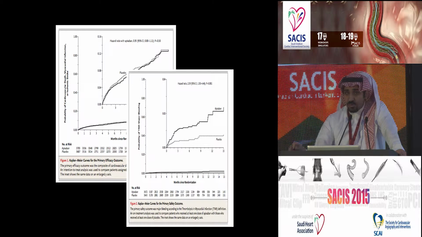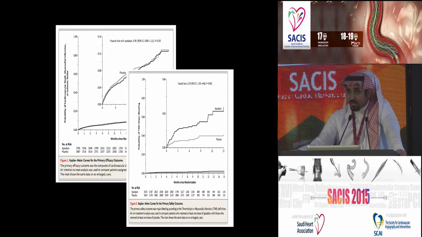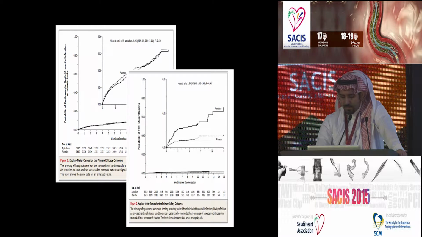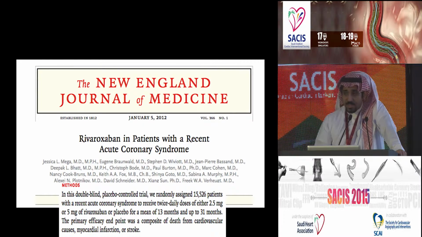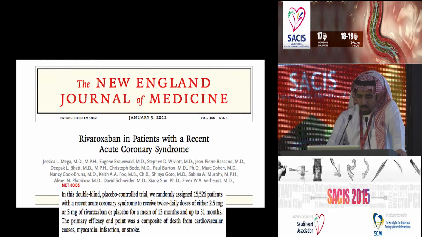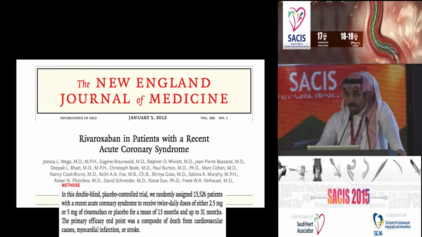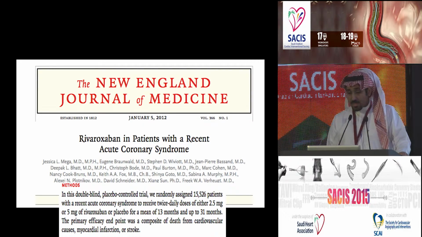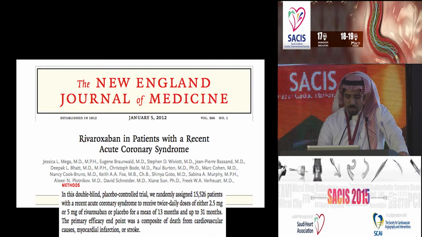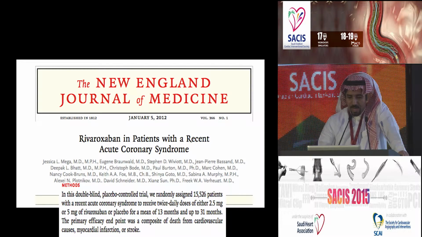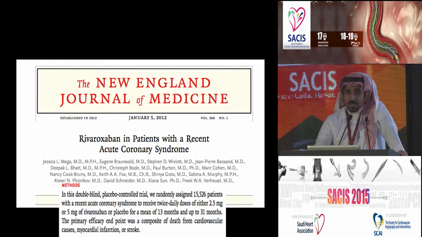In this particular trial, the APPRAISE trial, there was no improvement in major adverse cardiac events. However, there was an increased risk of bleeding that was statistically significant. The second trial is what we call the ATLAS-2 trial, or the ATLAS-TIMI 51 trial, which studied rivaroxaban in patients with recent acute coronary syndrome. Patients were randomized to placebo versus 2.5 or 5 milligrams of rivaroxaban over a mean period of 13 months in addition to the standard dual antiplatelet treatment.